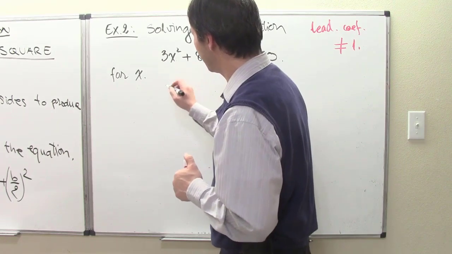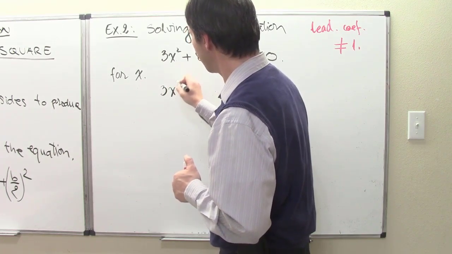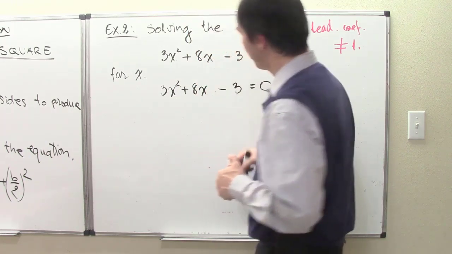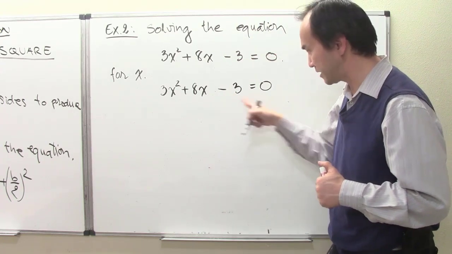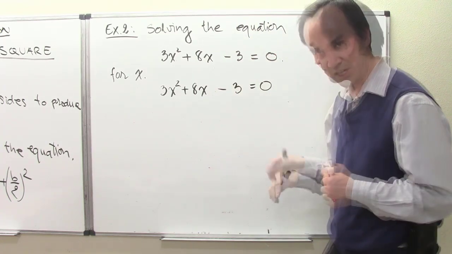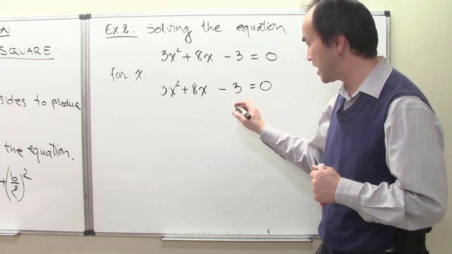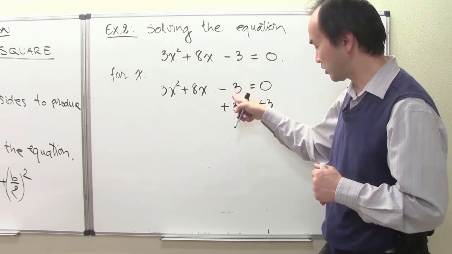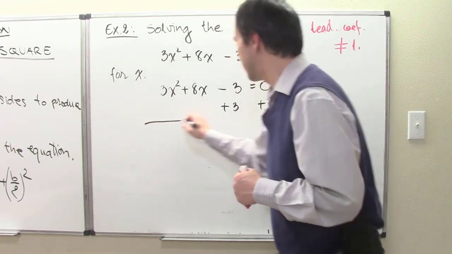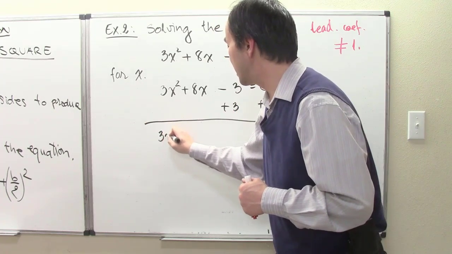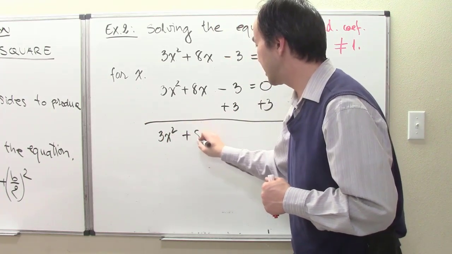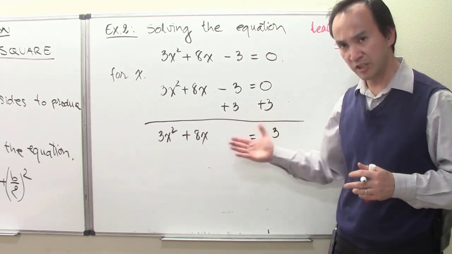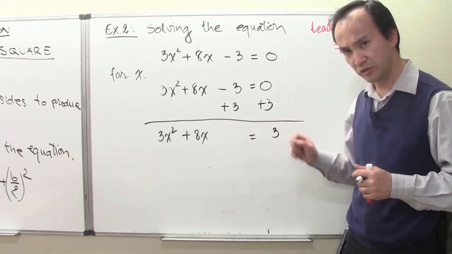With our equation at the start, 3x squared plus 8x minus 3 equals 0, I'm now going to bring the constant term to the opposite side. Subtracting negative 3 means we add 3 to both sides. That makes it 3x squared plus 8x equals 3. So we still have that first step similar to the instruction: we bring the constant term to the opposite side.